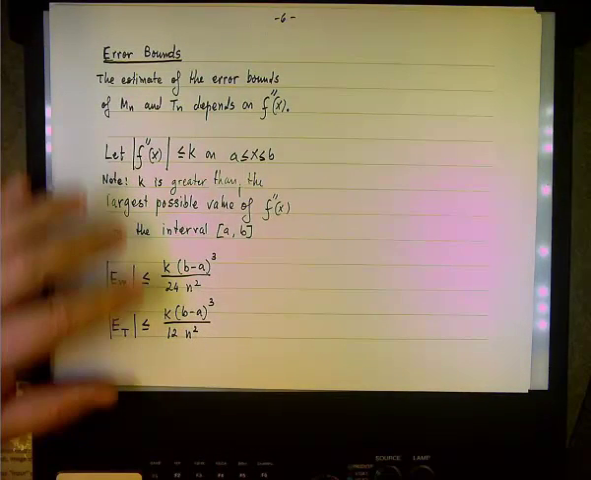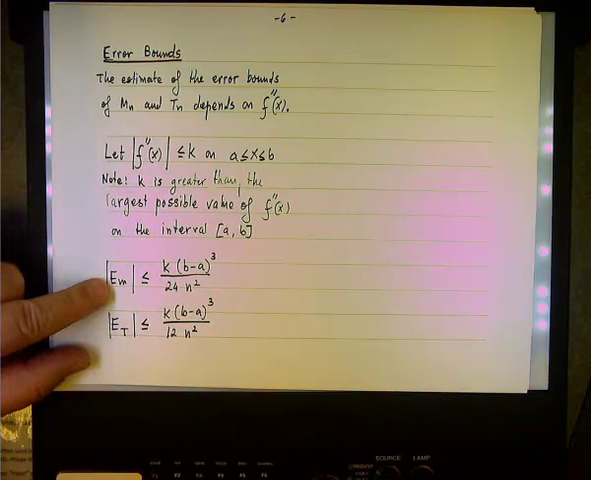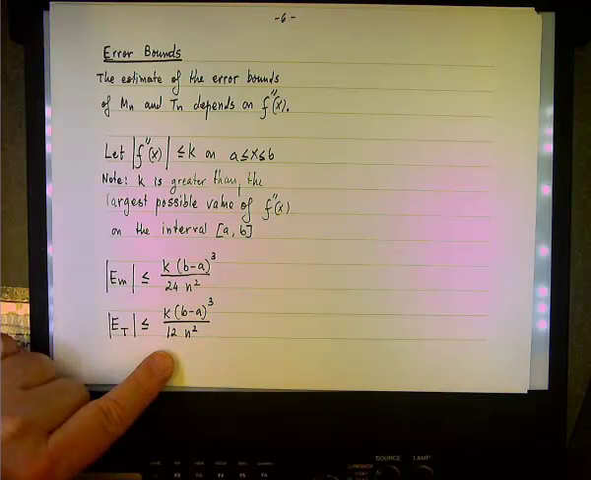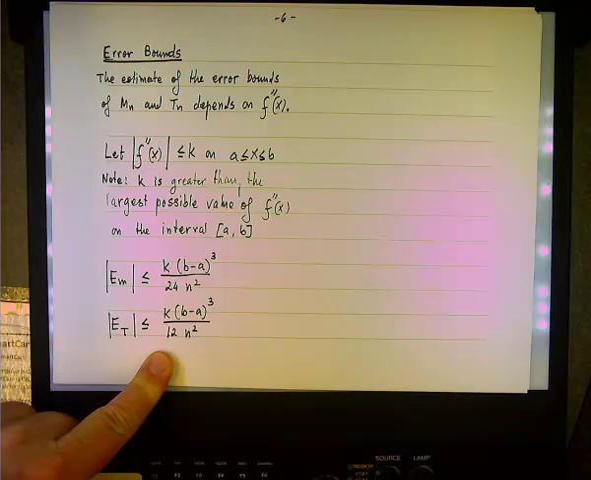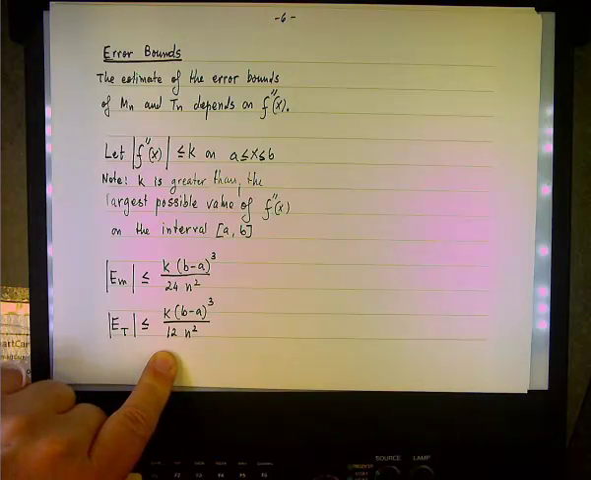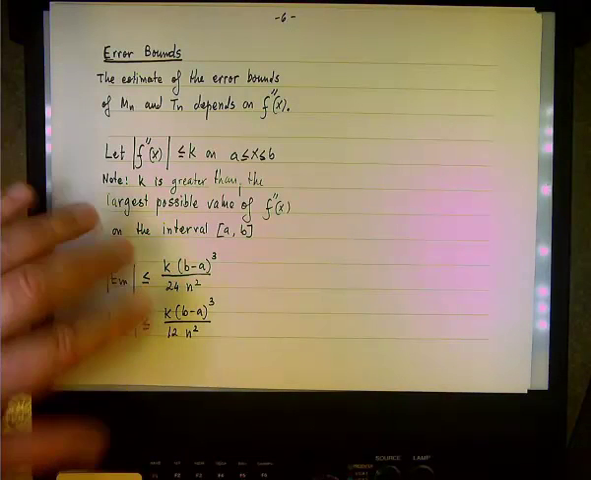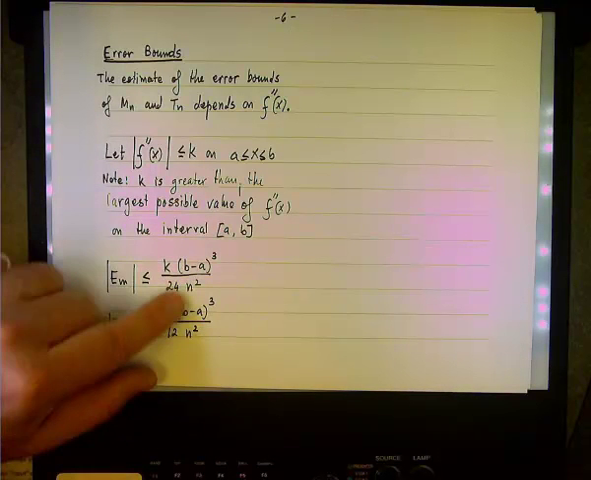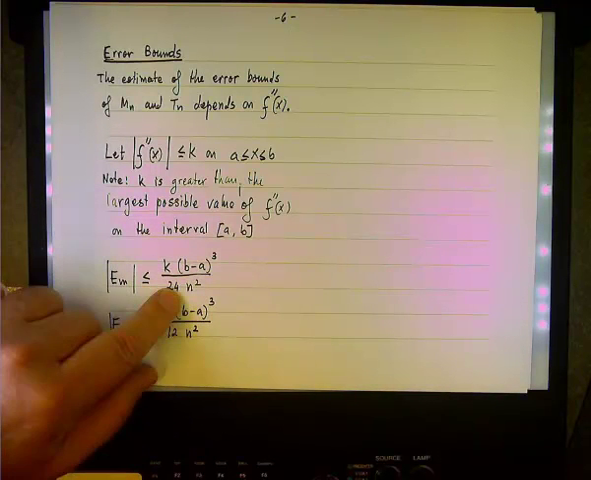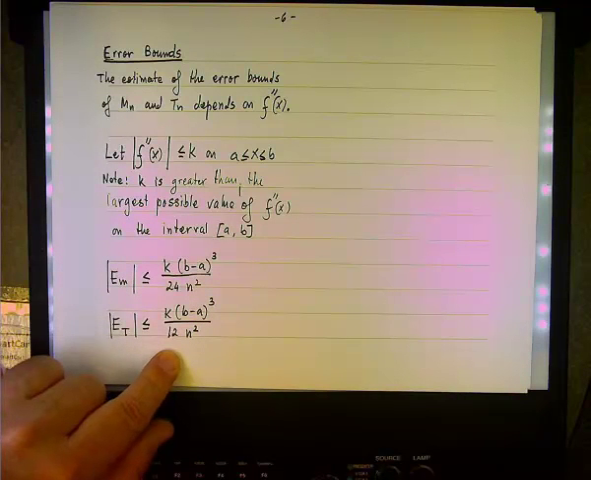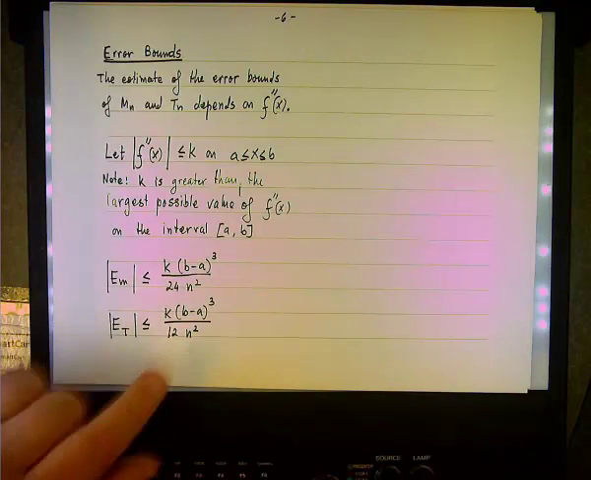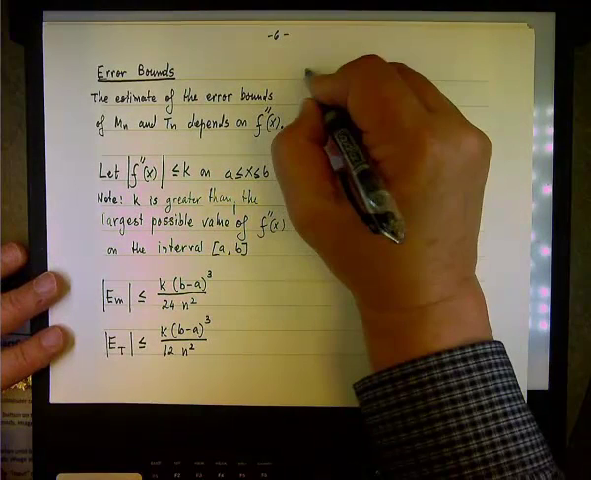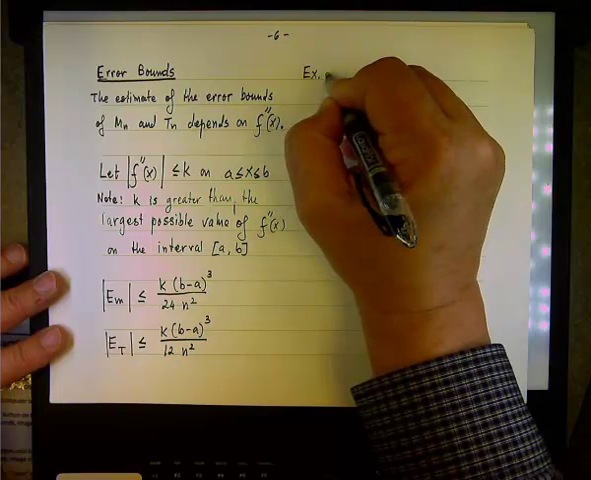One thing you can see from here is that the error for the midpoint has 24n squared in the denominator, and the trapezoidal has 12n squared. You can see the factor of 1/2 in the errors. Also, you can see why when we double n, we decrease the error by a factor of 4, because of the square here. So let's wrap this up by giving you an example, okay?